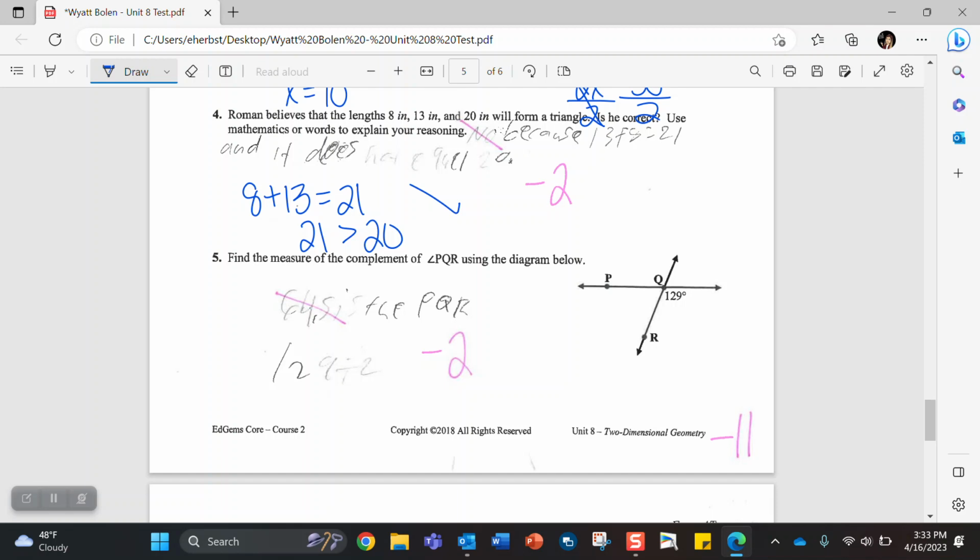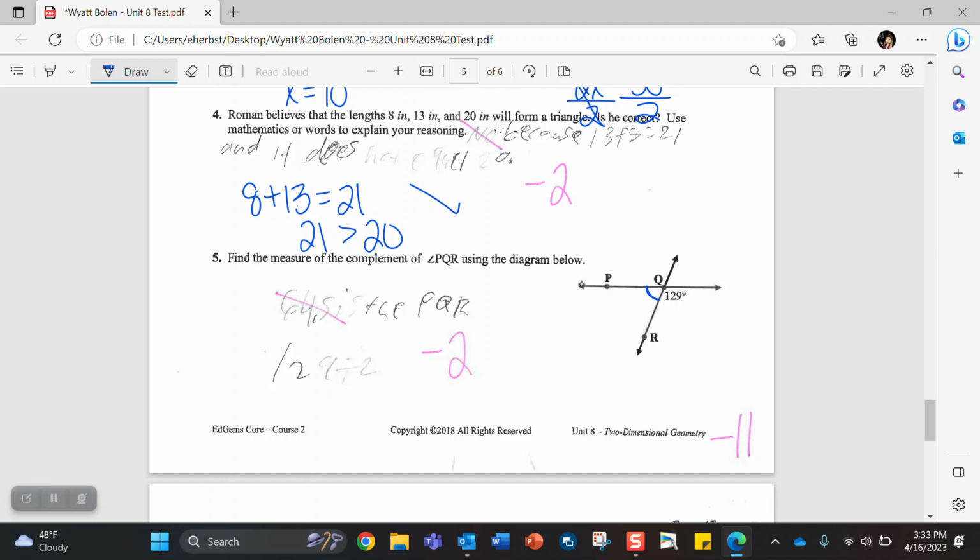Question 5 says to find the complement of PQR using the diagram below. So complements mean they add up to 90. If I knew what PQR was, I could subtract it from 90 to find its complement. But if you look at the picture, I don't actually know angle PQR. So this one took a couple of steps.